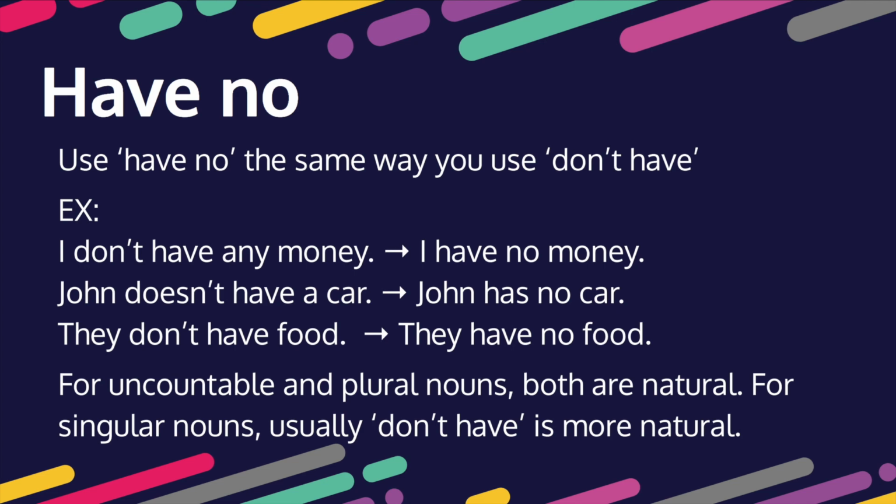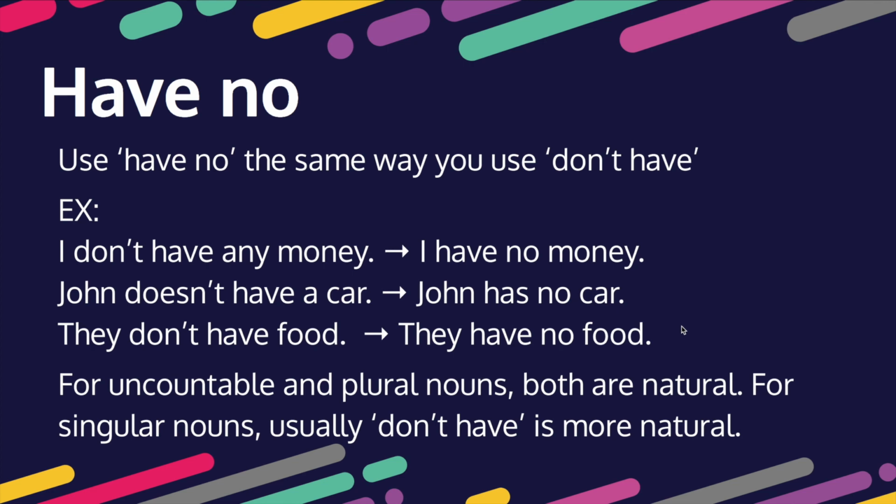Next, let's talk about have no. You should use this the same way that you use don't have. I don't have any money. I have no money. These sentences have basically the same meaning. John doesn't have a car. John has no car. They don't have food. They have no food.